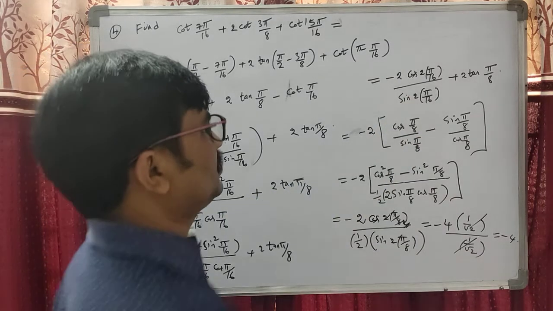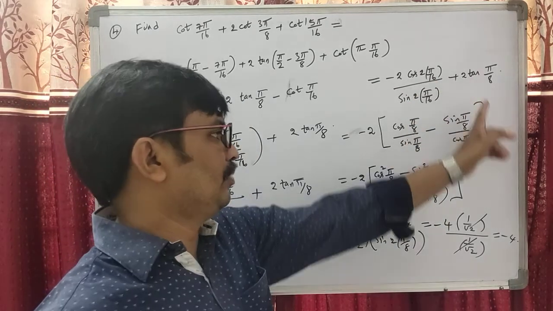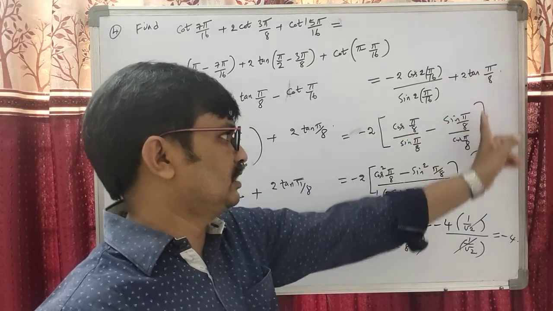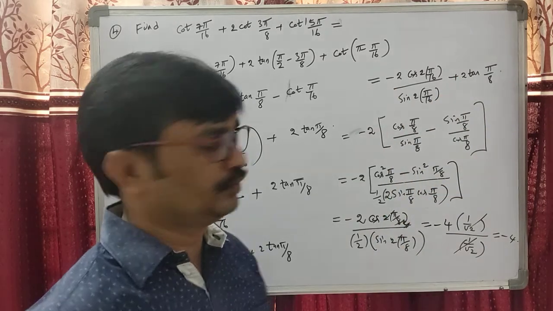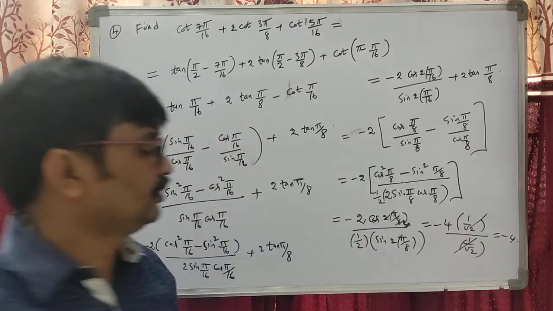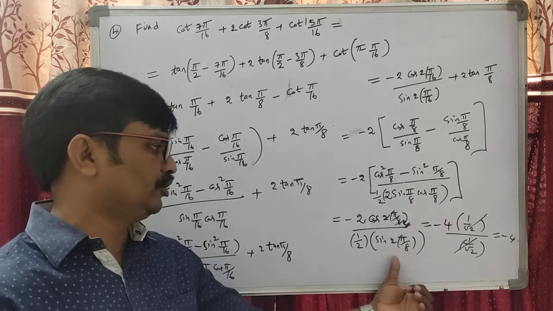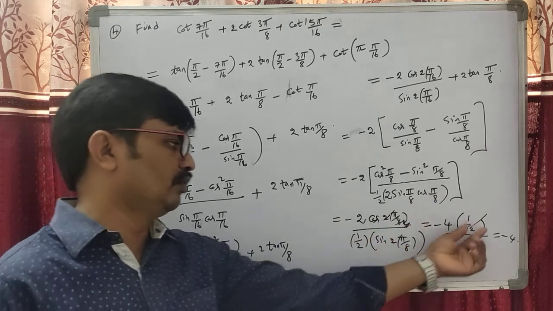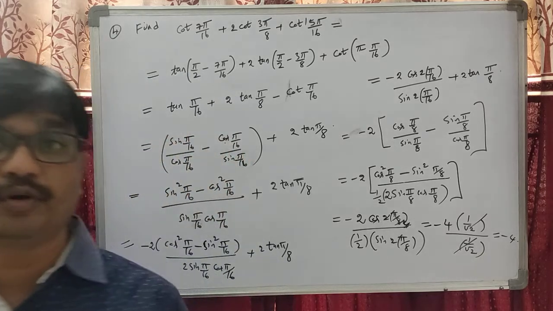Now, student, this is cos pi by 8, this is sin pi by 8. Tan pi by 8 is sin pi by 8 by cos pi by 8. And also we take minus 2 common. Therefore cos square a minus sin square a is the form of cos 2a. So we are taking into 2 by 2. 2 sin a cos a is sin 2a. Therefore, this is the value 1 by root 2. This is also 1 by root 2. What is the answer, students? Minus 4.